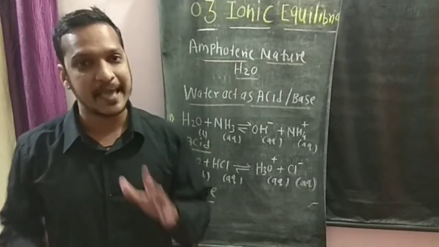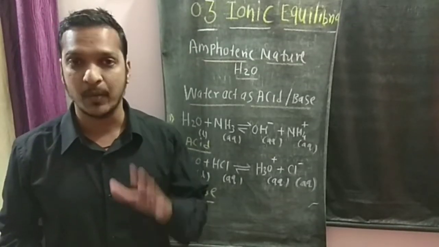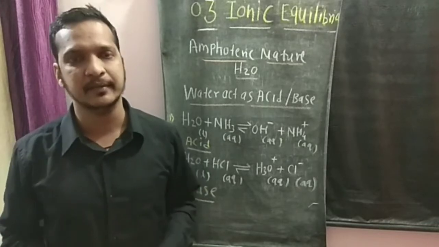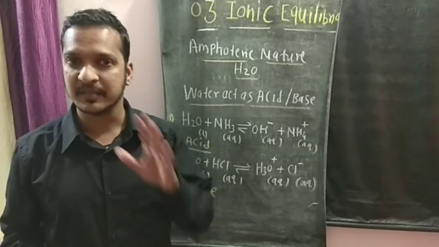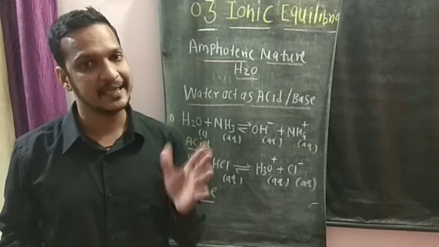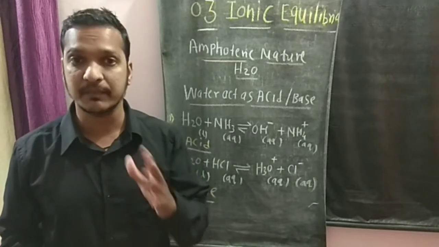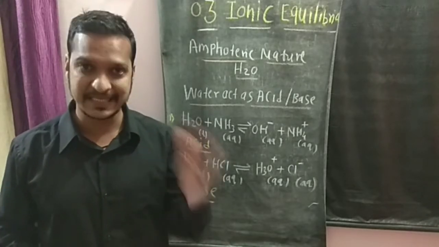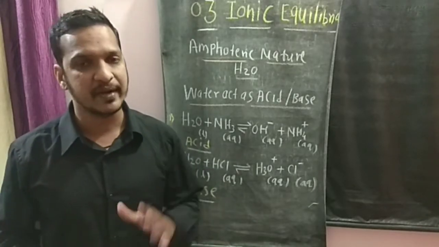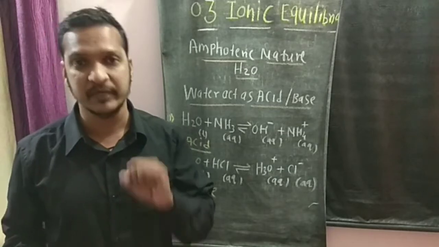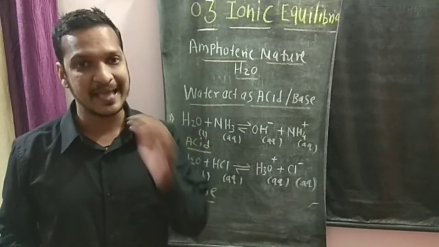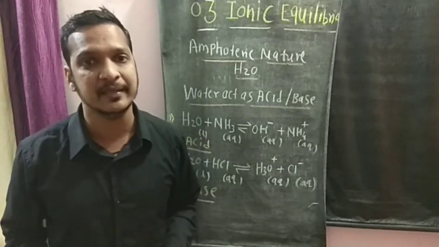Now my next point is the amphoteric nature of water. Now what is meant by amphoteric nature? Amphoteric nature means the substance behaves as an acid as well as a base, which means the substance acts as acid as well as base. For example, the amphoteric nature of water means water behaves as an acid as well as a base.